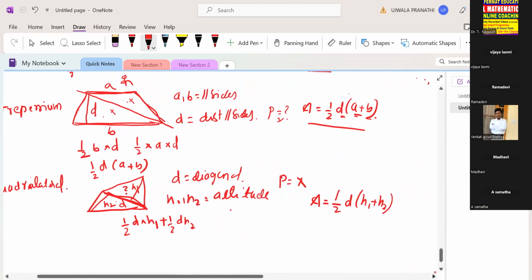So this is half into D into H1 plus H2. But the trapezium area is also half into D into A plus B, where D is the distance between parallel sides. Here D is one diagonal of the quadrilateral.